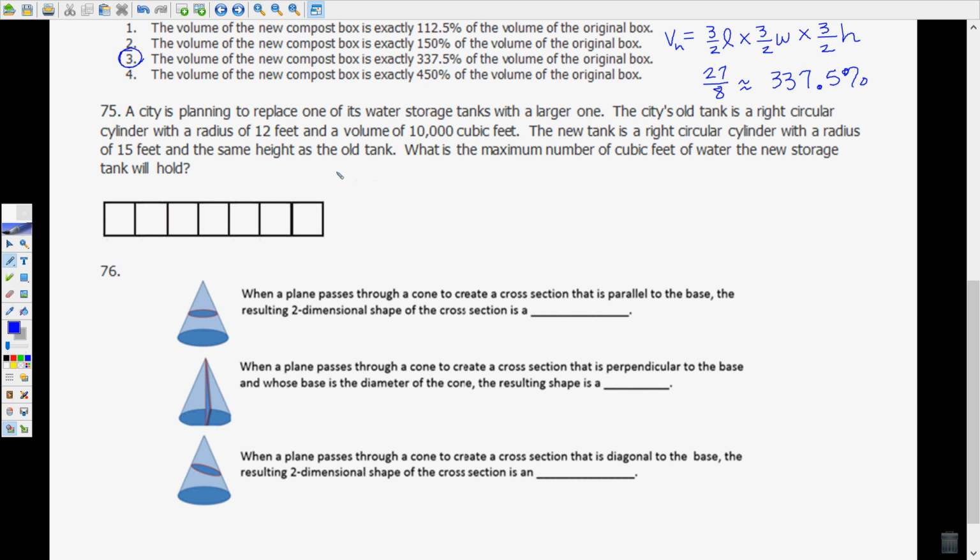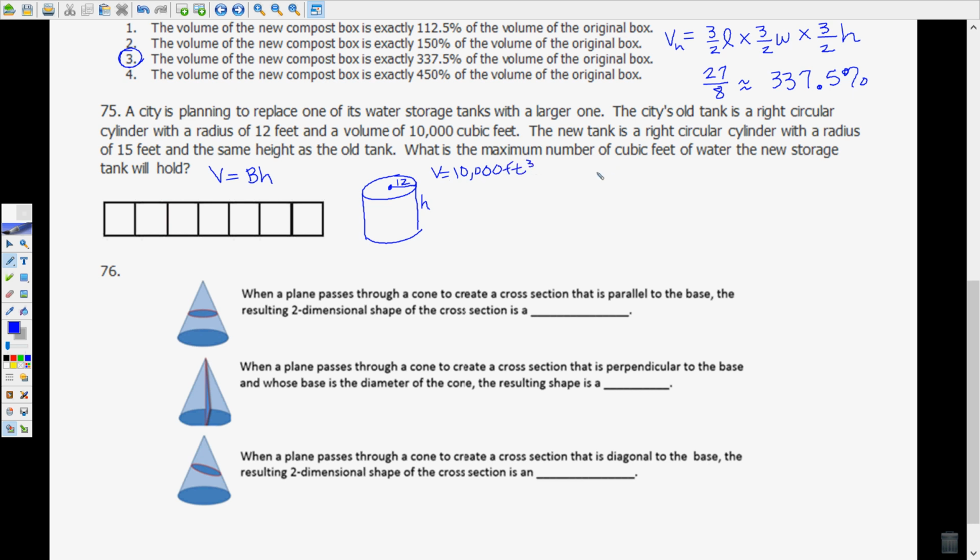So again, the volume of a cylinder is area of the base times the height. Here's what we have. We have the old tank, and I'll just draw a quick picture here, with a radius of 12 feet and a height of, that's what we're looking for, and the volume is 10,000 cubic feet.